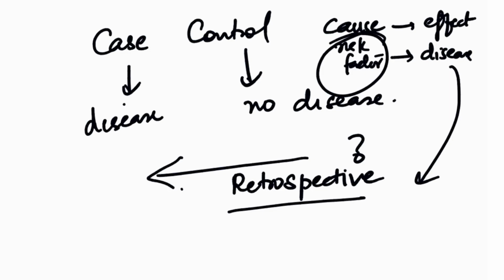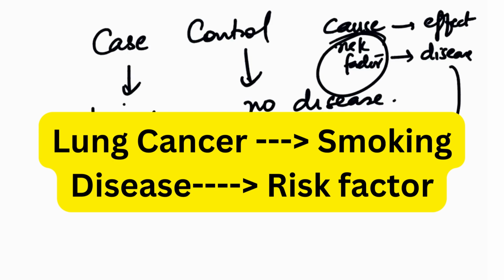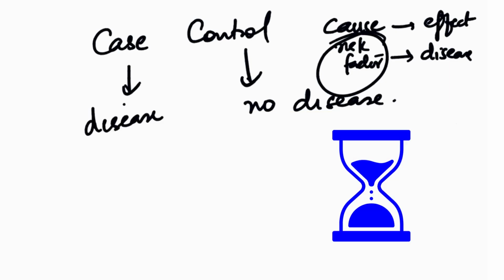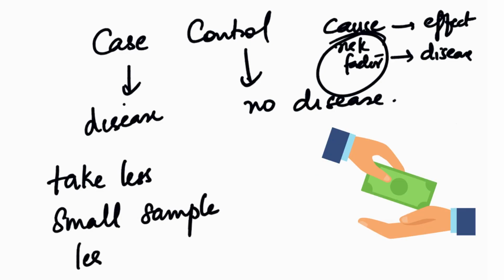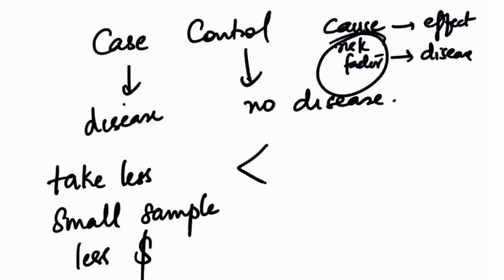And since we are observing what happens, we call it an observational study as well. All right. So basically from the disease to finding what caused the disease or what the risk factor is. Now this one takes very little time, and we need a very small sample of people, a small population, and very little money. So less money, less time, everything is less. Less number of people, less money, everything is less.